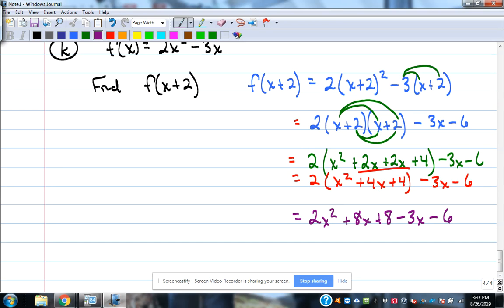Now I can finally finish it up by putting the like things together. So 2x squared, there's nobody else that has an x squared, so there's nobody like him. So he's just going to come down. 8x and minus 3x would be how much? 5x, that's right. And then positive 8 and negative 6 would be positive 2. And there we have finally finished that problem.